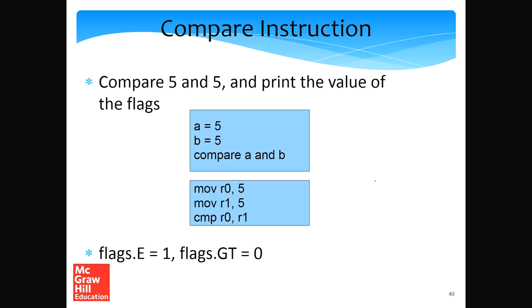Lastly, let's compare two numbers with the same value, 5 and 5. A is 5 and B is 5 and let's compare A and B. So we move 5 to R0, we move 5 to R1, we compare R0 and R1. So flags.e in this case is equal to 1 and flags.gt is equal to 0. The flags.e is equal to 1 because there is an equality. I'm writing the equal to the same way that is written in C. We clearly see that 5 is equal to 5. So there is equality, there is no greater than. So the greater than flag is 0, but the equality flag is 1.